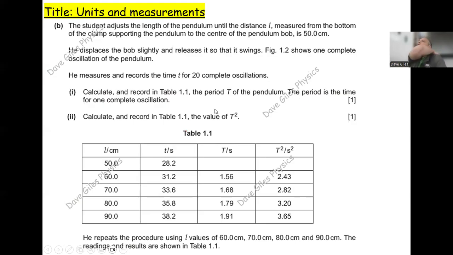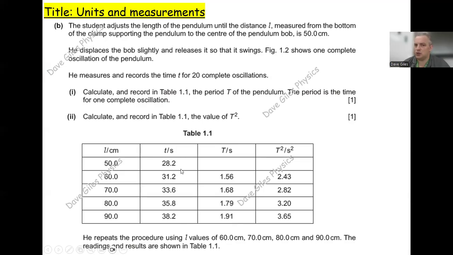Okay, so the student adjusts the length of the pendulum until the distance L, measured from the bottom of the clamp supporting the pendulum to the center of the bob, is 50 centimeters. He displaces the bob slightly and releases it, and the results are shown in this table. He measures and records the time for 20 complete oscillations. Calculate and record in table 1.1 the period of the pendulum, T, and also record T squared.